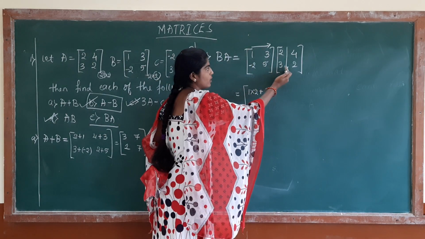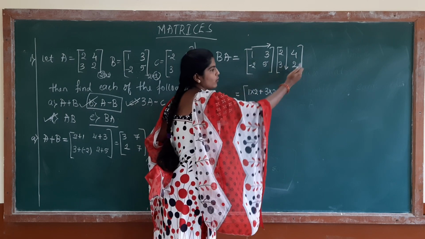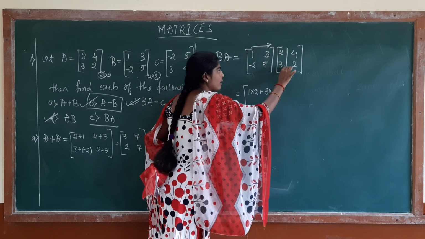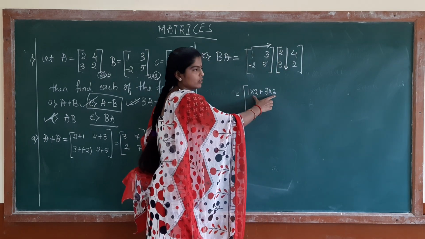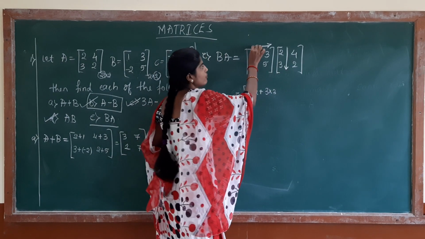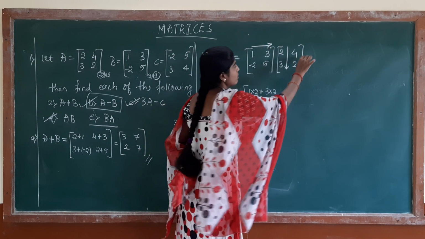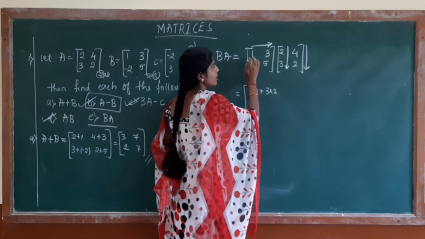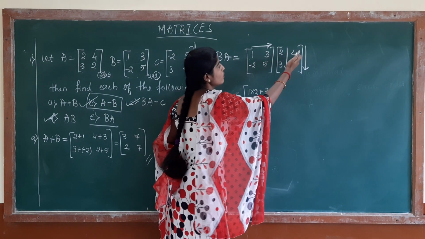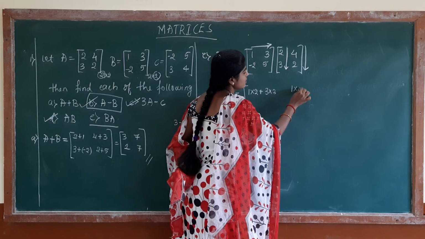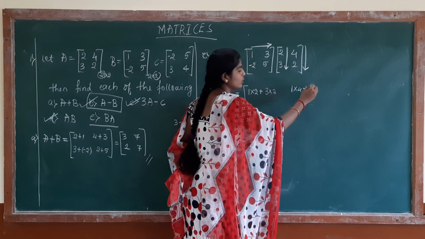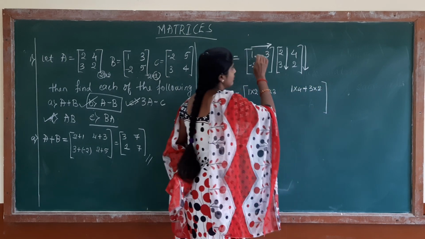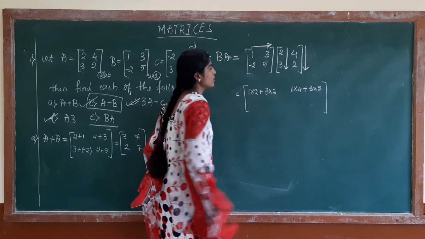That is first row, first column. Next, go back to the first row, second column. So one row with one column is complete, and that gives one element. So next we should consider the first row, second column. Here in this case it is 1 into 4 plus 3 into 2. That means the first row, second column is also over.